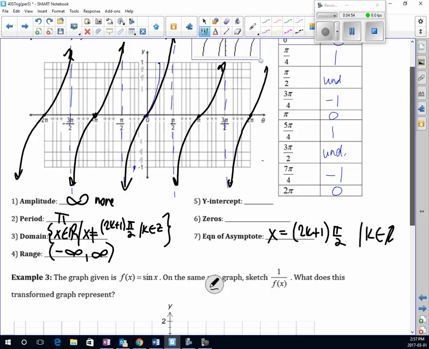Okay, how about the y-intercept? 0. What about the zeros? So look at the trend. 0, pi, 2 pi, 3 pi, 4 pi. What is that called? K pi. That's right. K pi, where K is an element of the integers. What do you think about that for the tan graph?